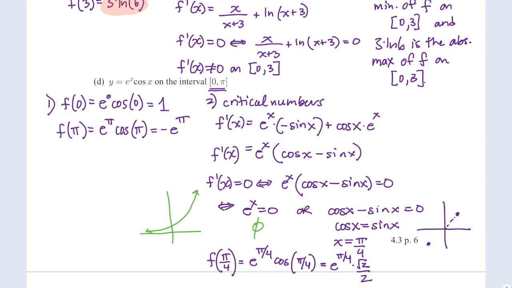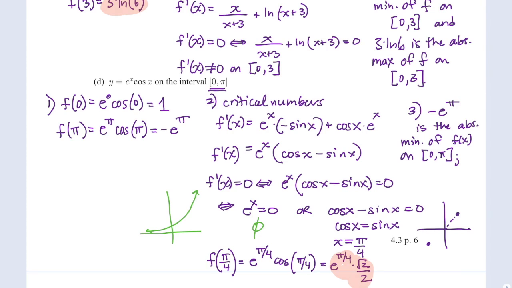All right, so then we just need to compare that function value with the other two, 1 and negative e to the pi. I know that e to the pi over 4 is definitely going to be positive, so I know that negative e to the pi is going to be the smallest of these function values. So we can say negative e to the pi is the absolute min of this function on the interval from 0 to pi.